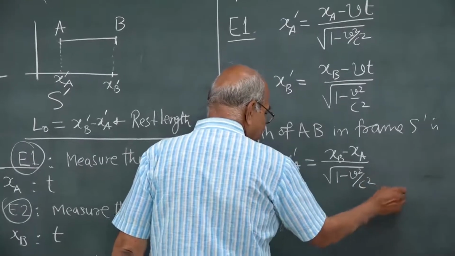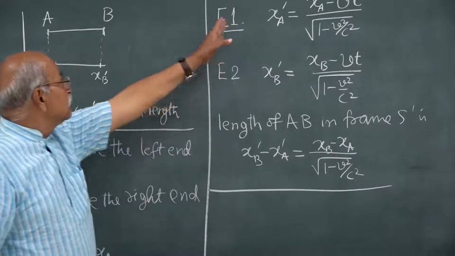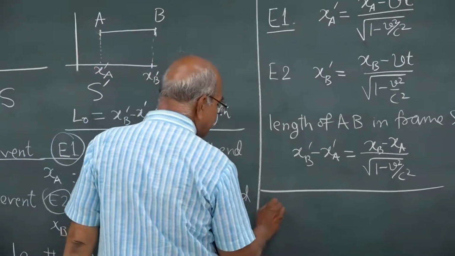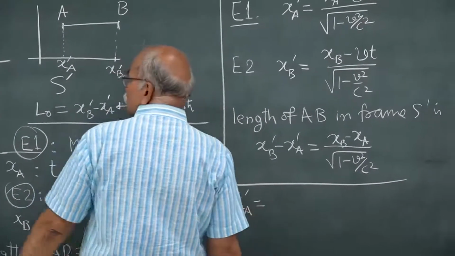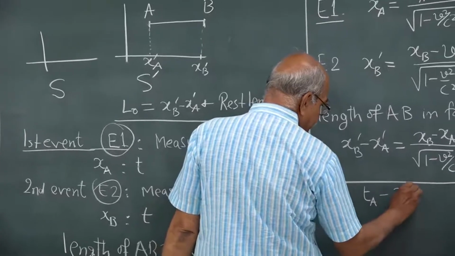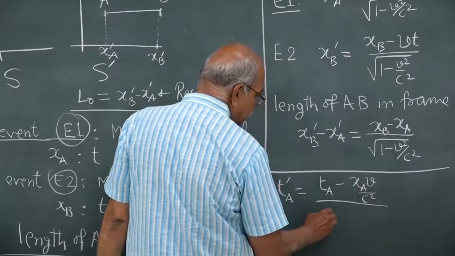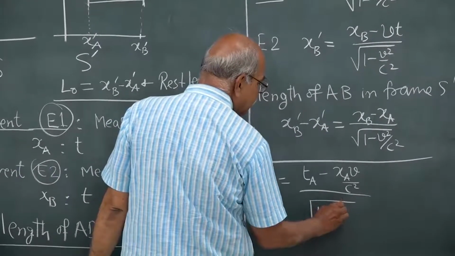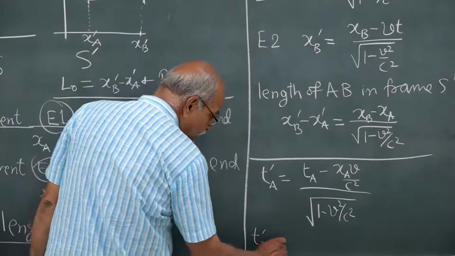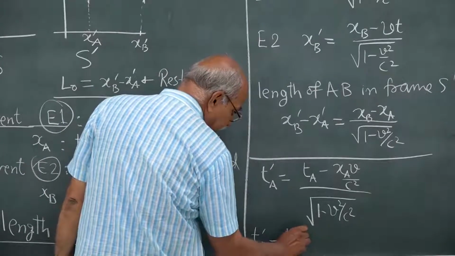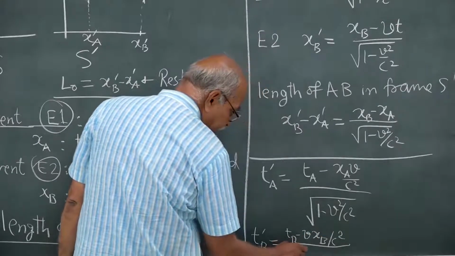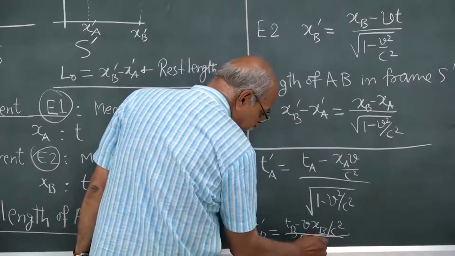So, if I do the transformation equation for time, the first event, the left end was measured. When did it happen? So, you can write Ta prime. By Lorentz transformation, this will be Ta minus xa v by c square divided by square root of 1 minus v square by c square. And similarly, you can write for Tb prime. Tb prime will be Tb minus v xb by c square and then divided by square root of 1 minus v square by c square.